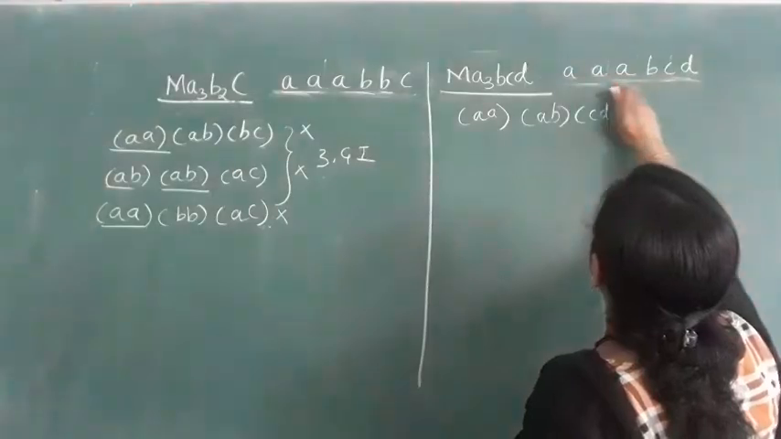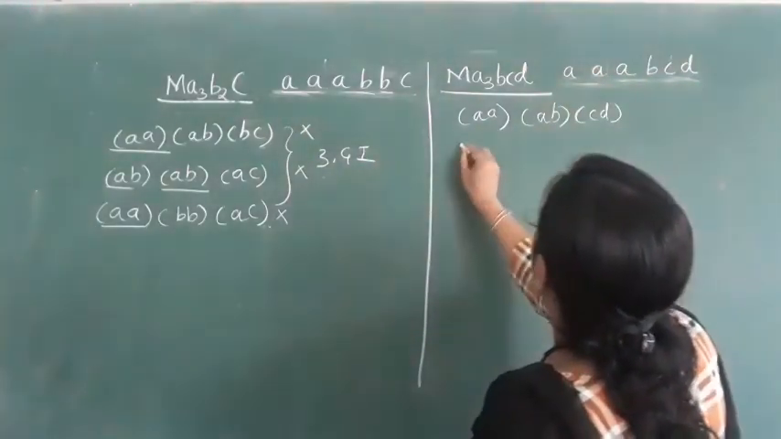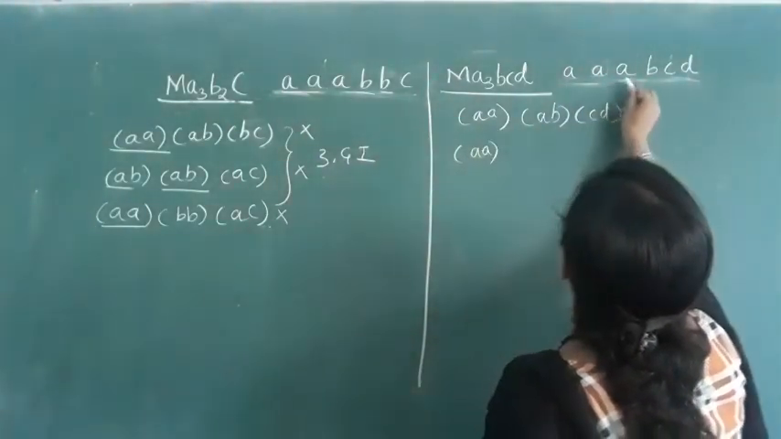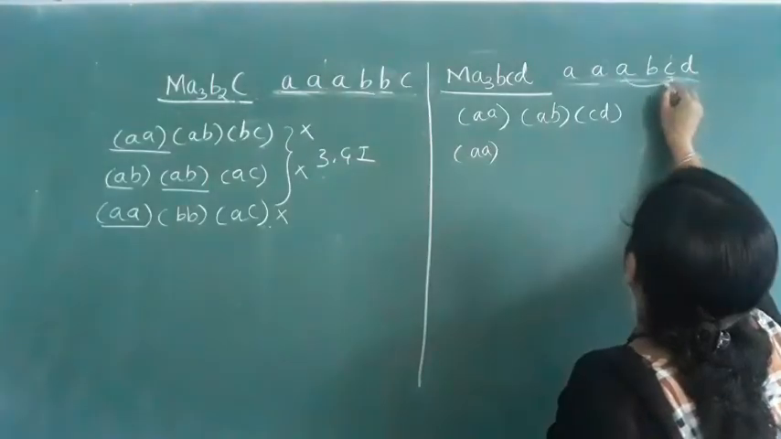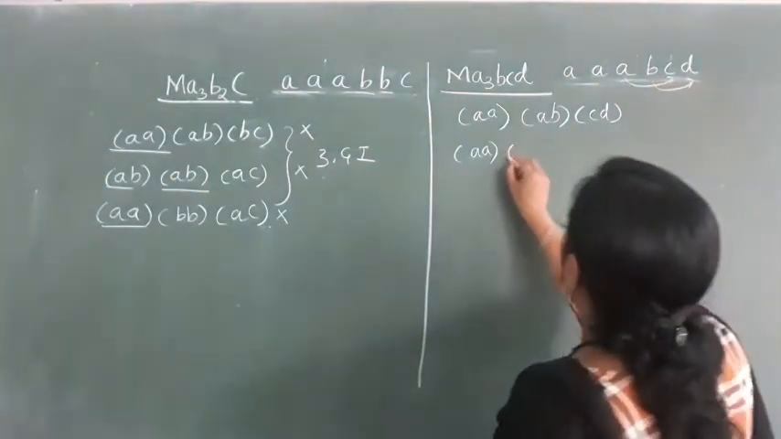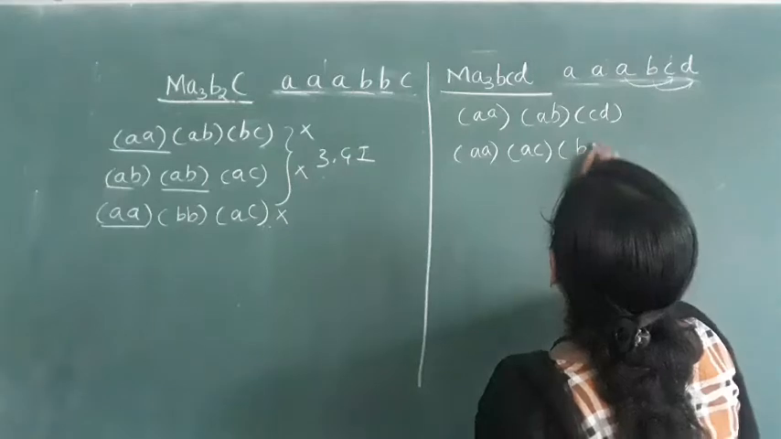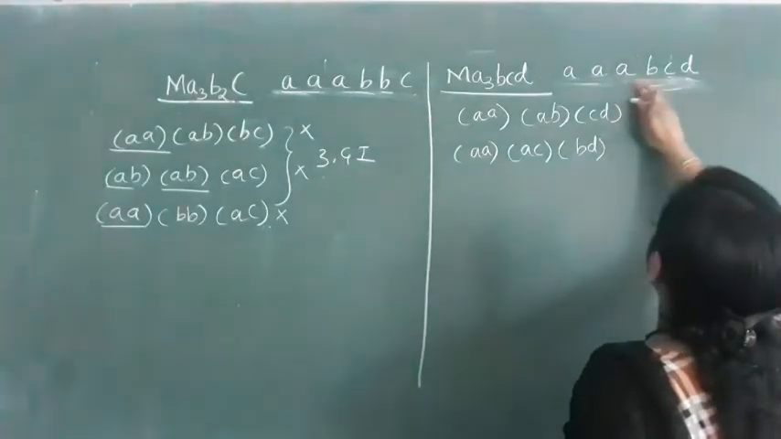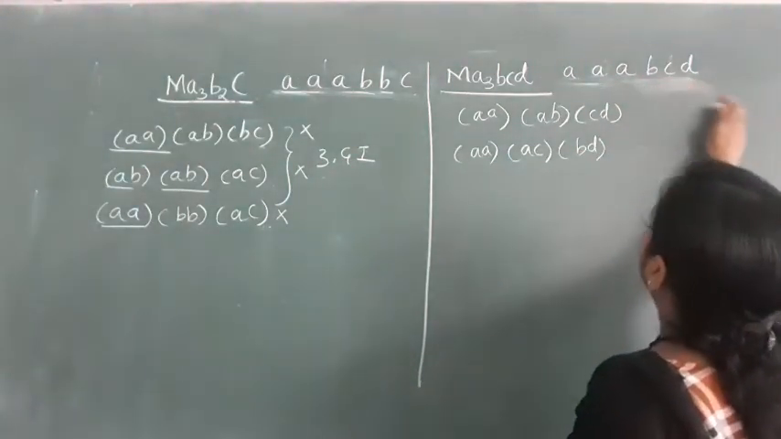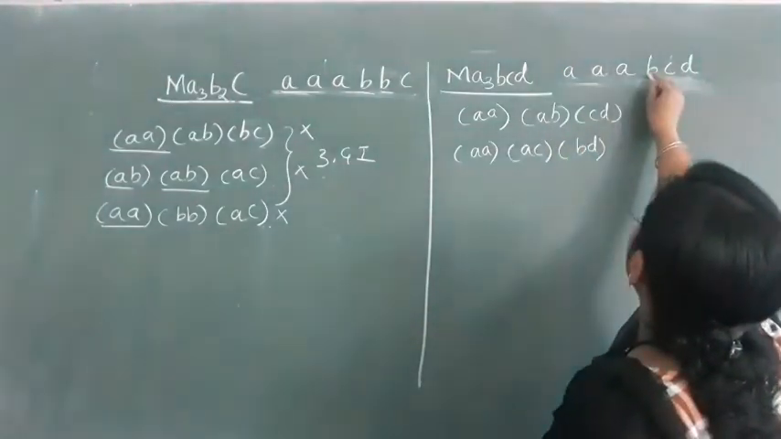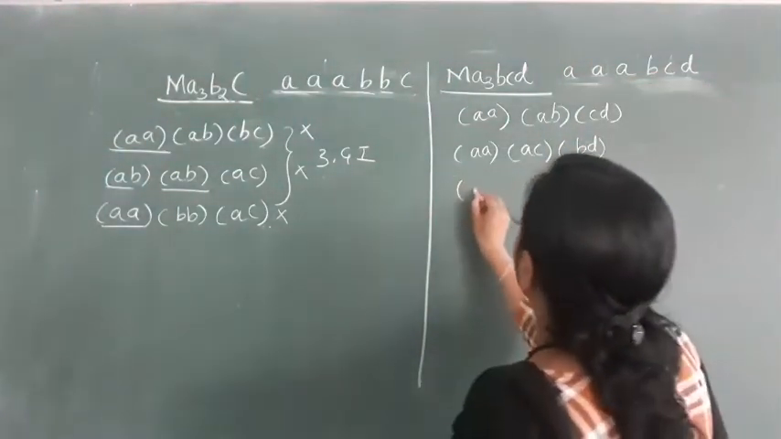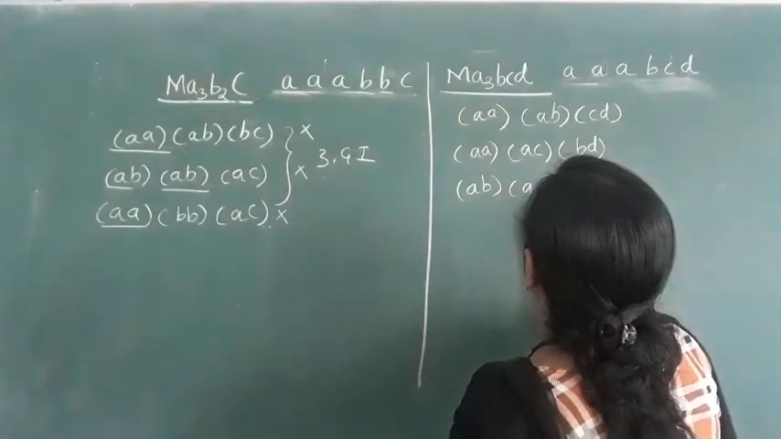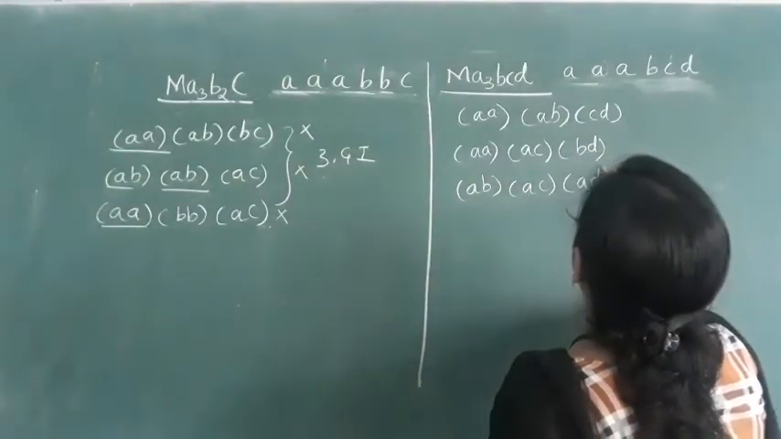This is one possibility. Next, what we will do here, again take it AA with this, just change it here, AC and BD. So AC and BD, this is one possibility. Next, what we can do here, again we can take it AB, AC and AD. AB, AC and AD. Okay.